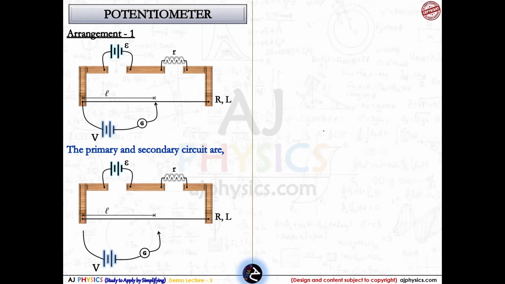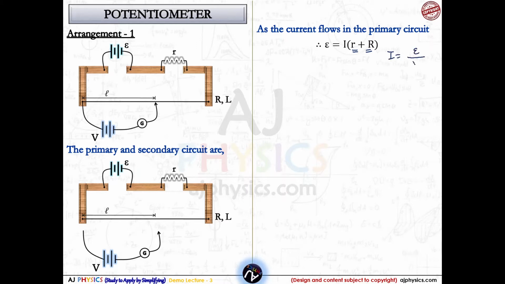Now the working of the potentiometer is based on this arrangement 1. The working of this arrangement 1 potentiometer is based upon the fact that the current will only flow in the primary circuit, and if you apply Ohm's law, E will be equal to I multiplied by (R plus capital R). Fine, and you can calculate the value of current if you need here. That will be E divided by (R plus R).